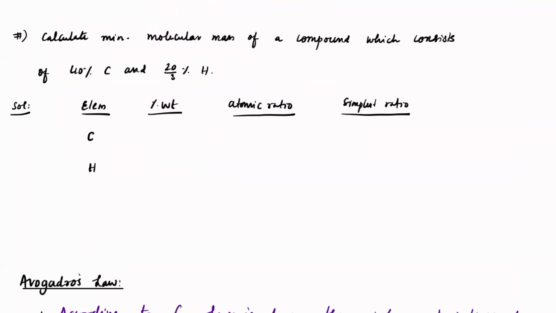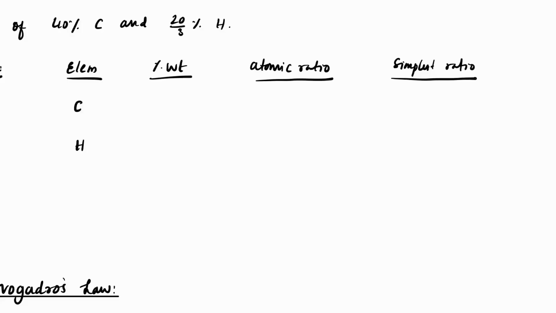Calculate the minimum molar mass of a compound which contains 40% of carbon and 20 by 3% of hydrogen. Calculate quickly. So when the percentage weight is given, you calculate the approximate number of atoms, that is mass divided by atomic mass. Here also mass divided by atomic mass. So this value is coming out approximately 3.33 and this is coming out to be 6.66.